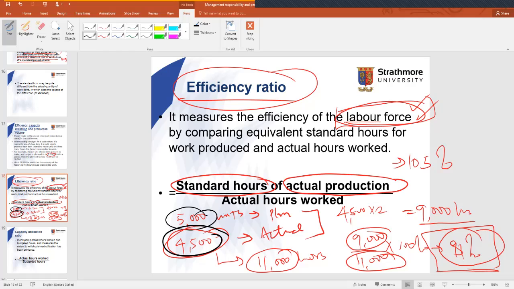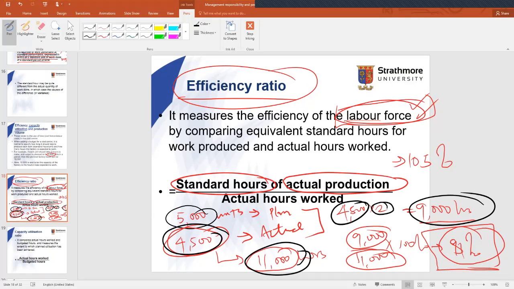Therefore we make a comparison. To make these 4,500 units, how many hours are they meant to take? To make 1 unit, you are meant to consume 2 hours. The total number of hours these 4,500 units ought to have taken is 9,000 hours. We compare with the actual hours the company took, which is 11,000 hours. We compare actual production based on standard hours divided by actual hours. Therefore, 9,000 divided by 11,000, in percent, gives 81%.